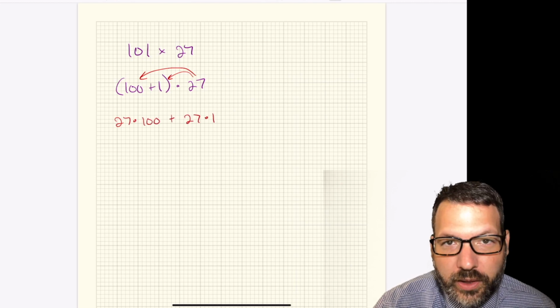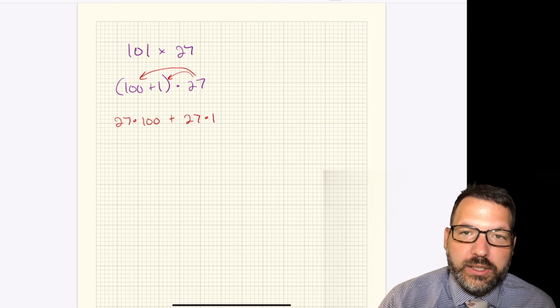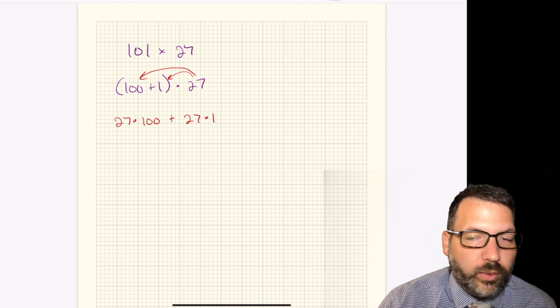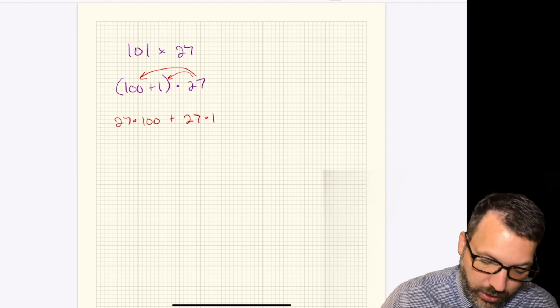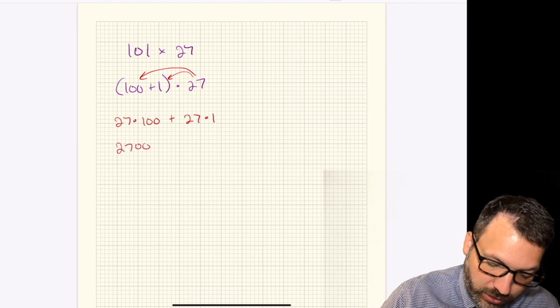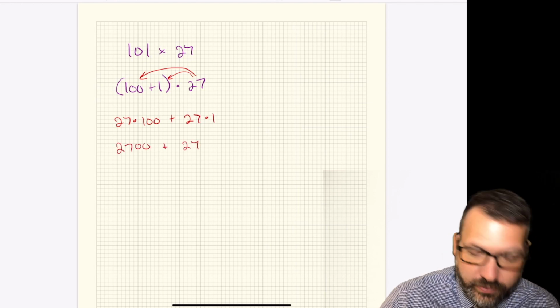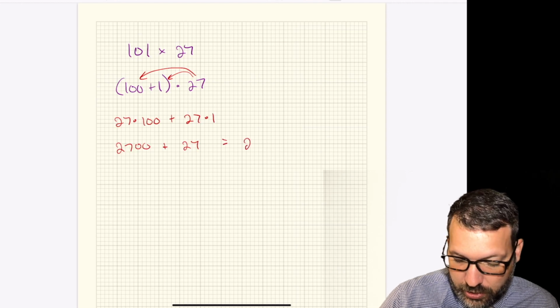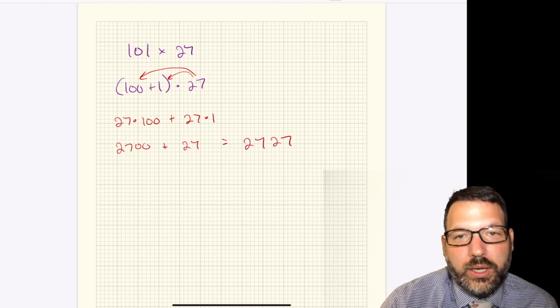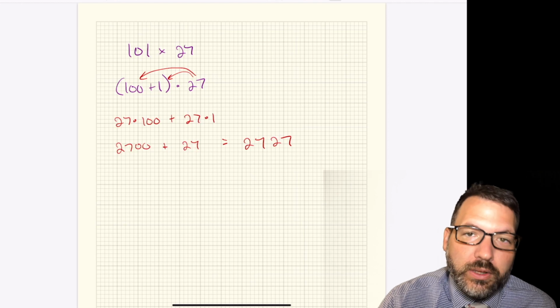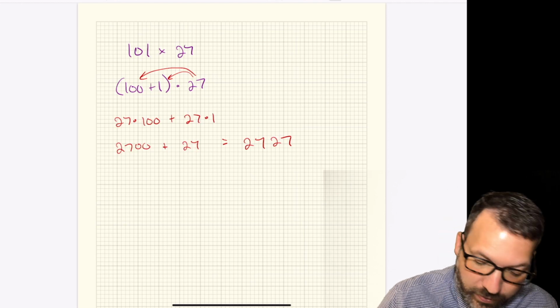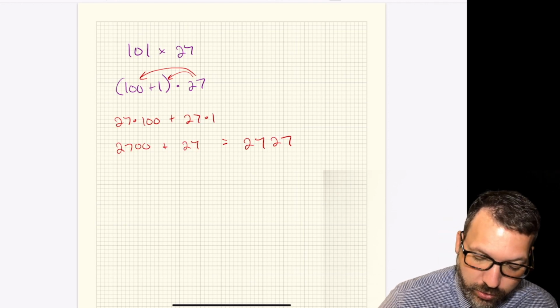Now, this is even better than the 11 trick, because as long as it's just a two-digit number times 101, we're never going to end up with any carries. Because, of course, 27 times 100 is just 2700. 27 times 1 is just 27. And so my answer simply ends up being 2,727. And again, this works for any two-digit number you want.